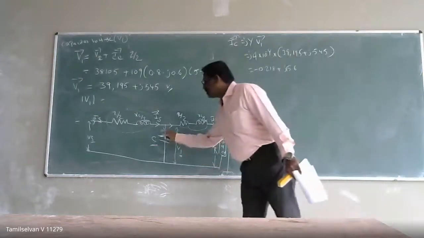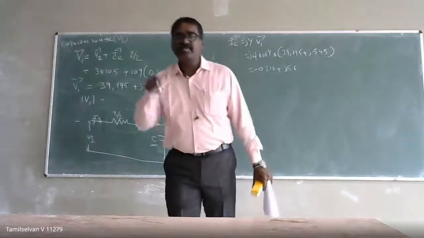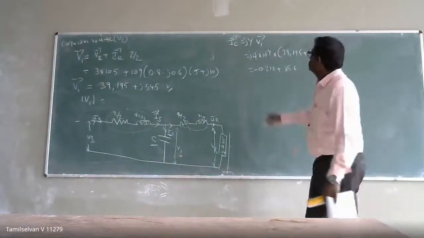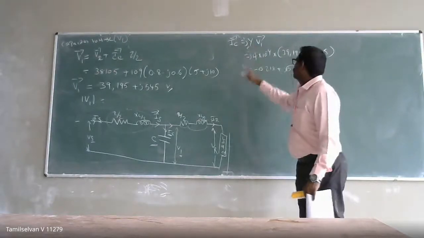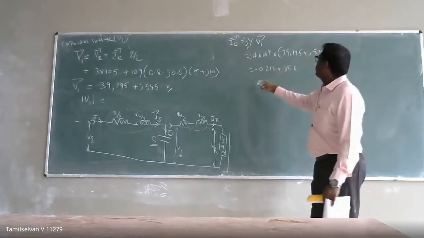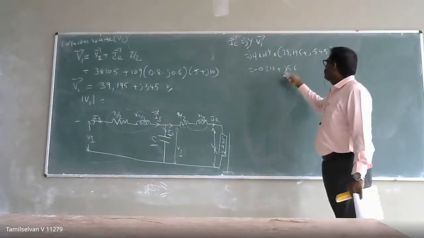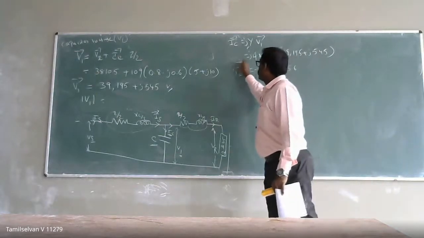Admittance is nothing but conductance plus susceptance, so the susceptance has the imaginary value. That's why there is a j. If you multiply, you will get minus 0.218 plus j15.6. This is your capacitor current.